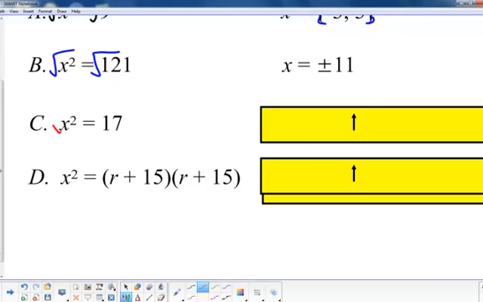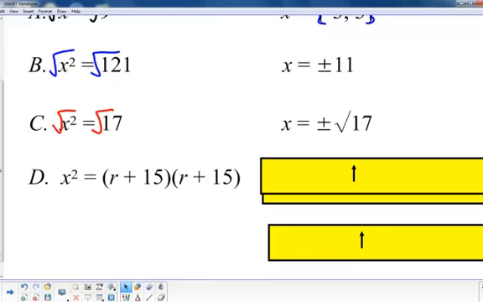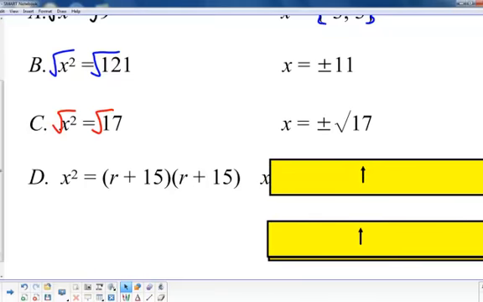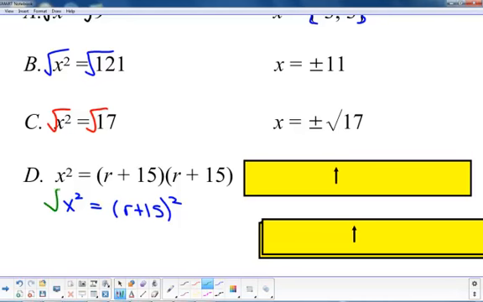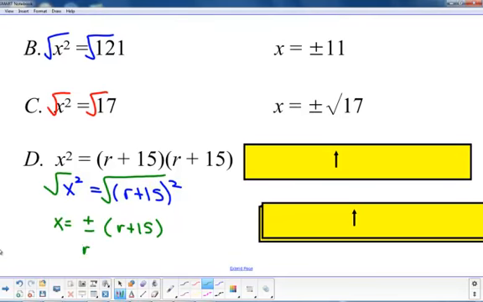Square root both sides, you're going to get positive or negative square root of 17. And for the last one, we actually need to solve this. And for the last one, we may want to look at it like this. So when we take the square root of both sides, we get x equals the positive or the negative r plus 15. So that's going to either be r plus 15, or if you put the negative through, negative r minus 15.